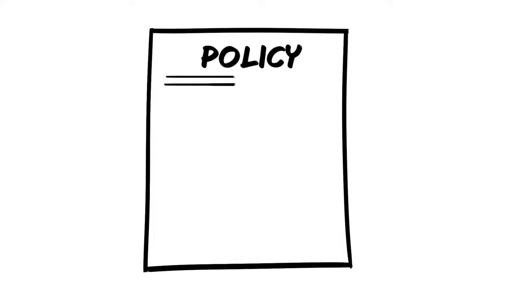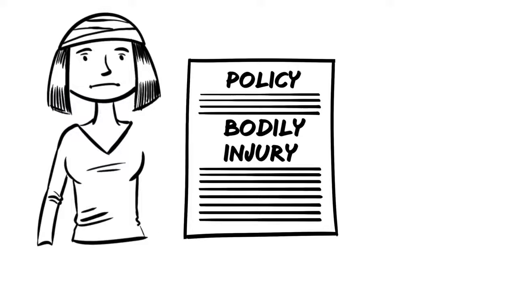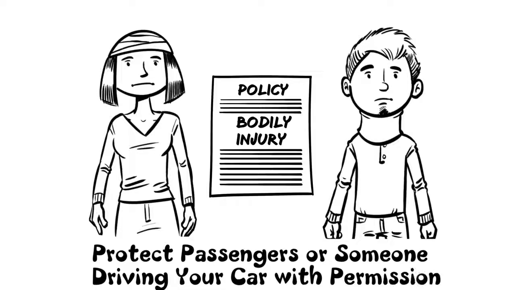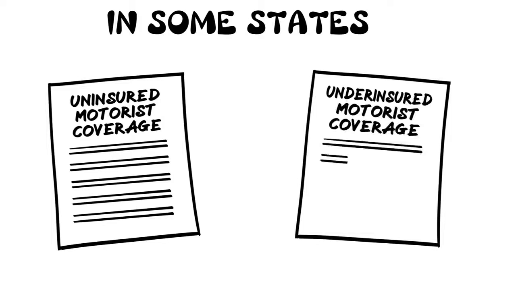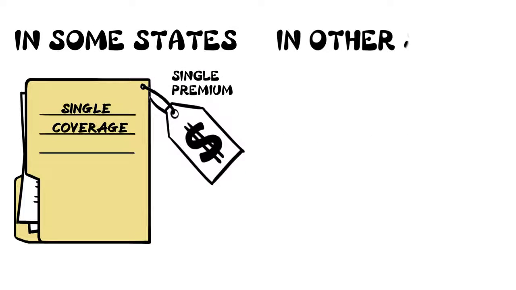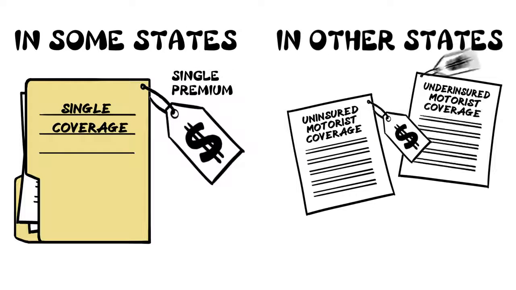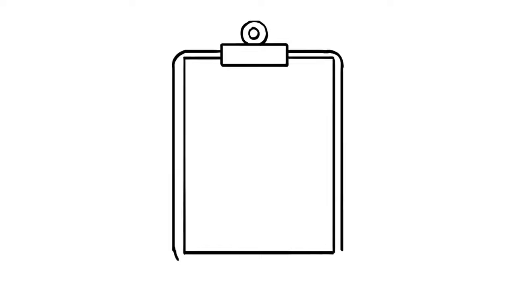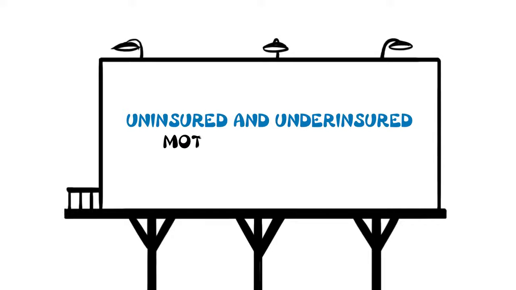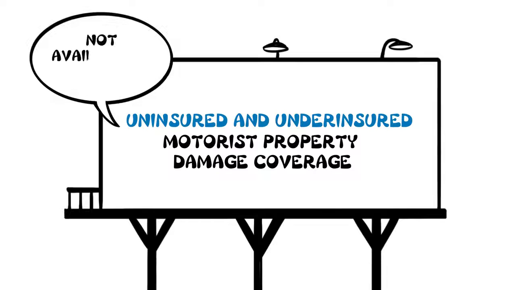The bodily injury portion of uninsured and underinsured motorist coverage may also cover injuries to your passengers or anyone driving your insured auto with your permission at the time of the accident. In some states, uninsured and underinsured motorist coverage is a single coverage, for which you pay a single premium. In others, they are separate coverages for which you would pay separate premiums. Uninsured and underinsured motorist coverage is required in some states, while it's optional in others. Also, it's important to know that uninsured and underinsured motorist property damage coverage is not available in some states.